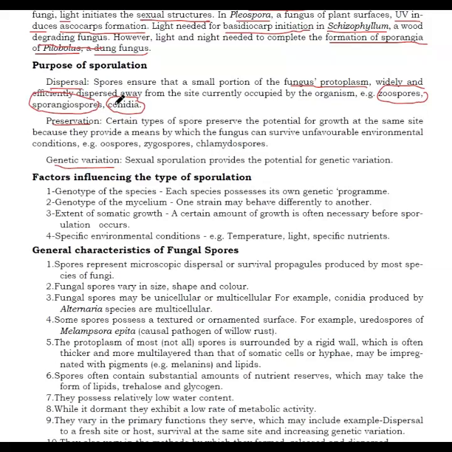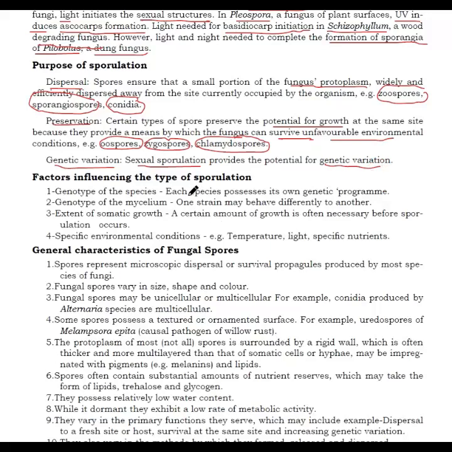Another is preservation. There are spores which preserve the potential for growth. They help the fungus to survive under unfavorable conditions. These are oospores, zygospores, and chlamydospores. They are preservation spores which do not grow, but in adverse situations they just become dormant in the form of spores. And genetic variation, where sexual sporulation provides the potential for genetic variation.